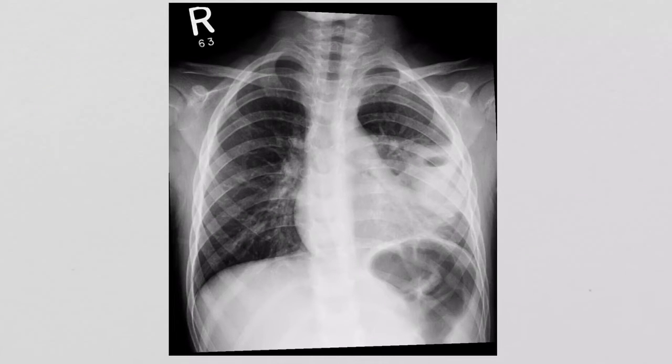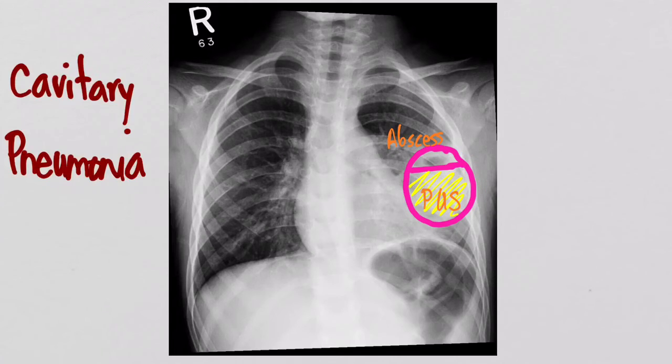Now when we look at this x-ray here, we can see the right side looks pretty clear, but something's obviously going on here on the left side. And when you look closely, you can almost see this kind of ball-shaped thing over here, which seems to have an air fluid level within it. The fluid is, of course, pus, and whenever you get this kind of pus collection, what we have is an abscess. And an abscess in the lungs, we call this a cavitary pneumonia, because obviously it's formed a cavity within the lungs.